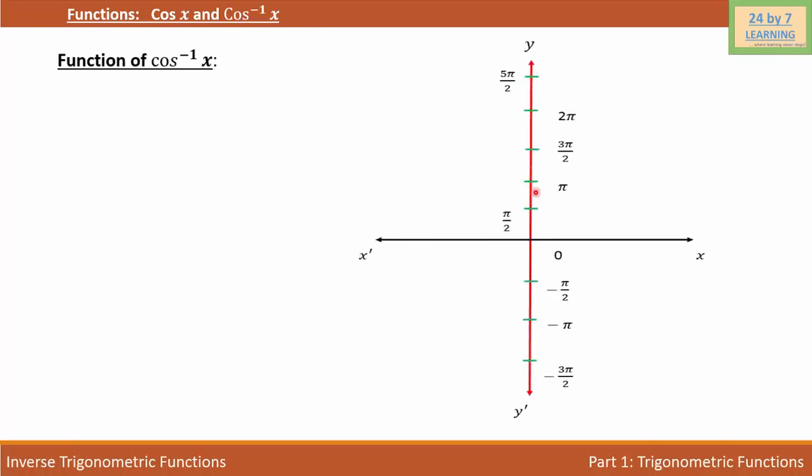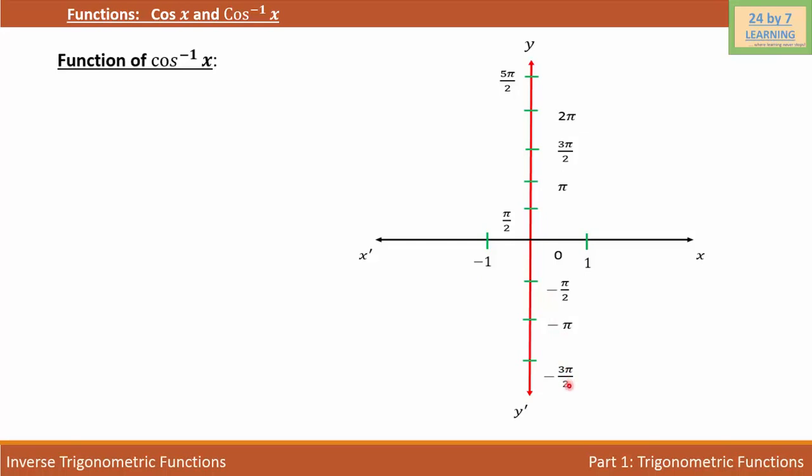So this is my x-axis and I'm considering 2 points on the x-axis. The first point I'm considering is negative 1 on the left of origin, and the second point that I'm considering is positive 1, which is on the right side of origin. The values that I'm considering on the y-axis is pi over 2, pi, 3 pi over 2, 2 pi, and 5 pi over 2. And these values are over the x-axis. The values below the x-axis are negative pi over 2, negative pi, and negative 3 pi over 2.